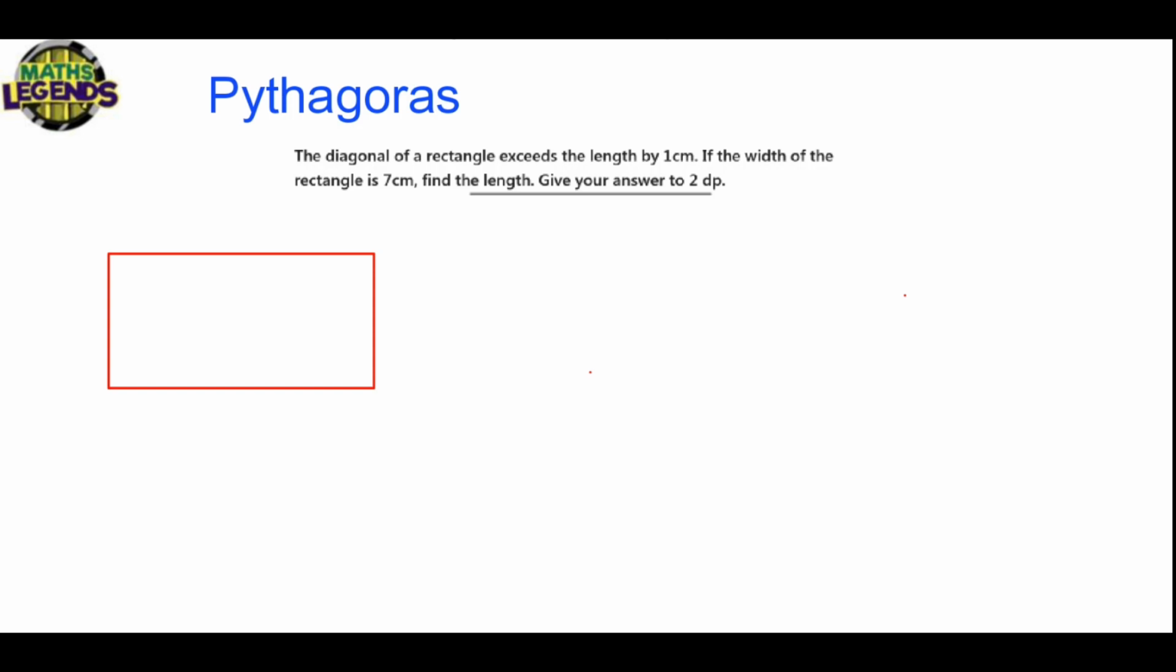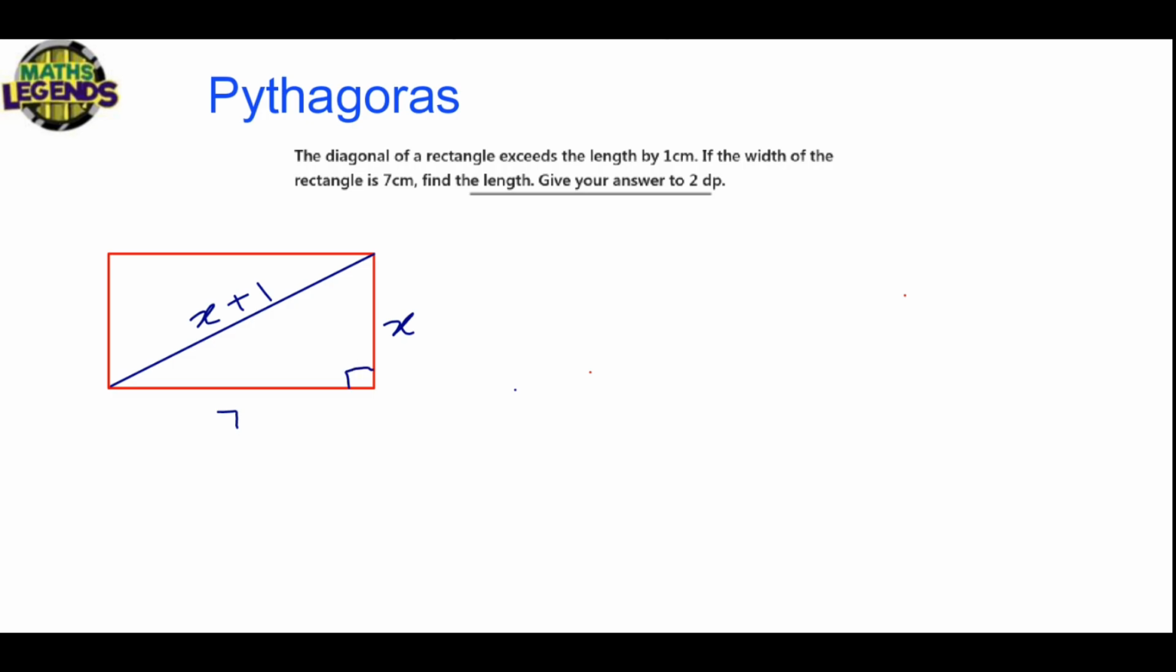So we are told that the diagonal of the rectangle exceeds the length by 1 centimeter. So we need to draw the diagonal, and we're told that the width of the rectangle is 7 centimeters, so let's just say that's 7, and the length we don't know, so let's just call this x, and we're told the diagonal exceeds the length by 1 centimeter, so this is x plus 1, and we're asked to work out the length.